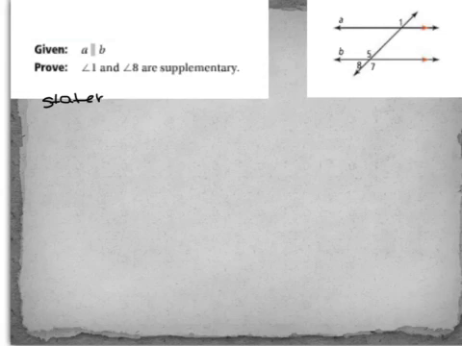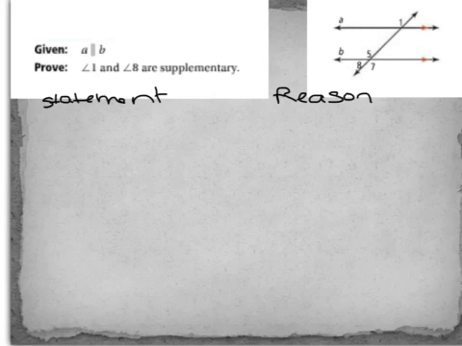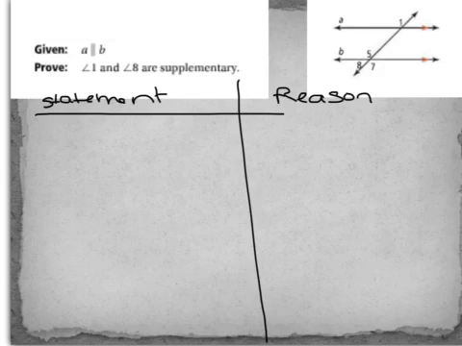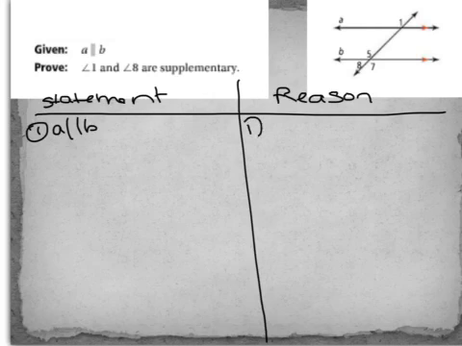Let's try another proof. It's given that A is parallel to B, and we want to prove that angle 1 and angle 8 are supplementary. Now let's come up with a plan of action here. Well, 1 is here and 8 is here. A is parallel to B, and it's being cut by this transversal.